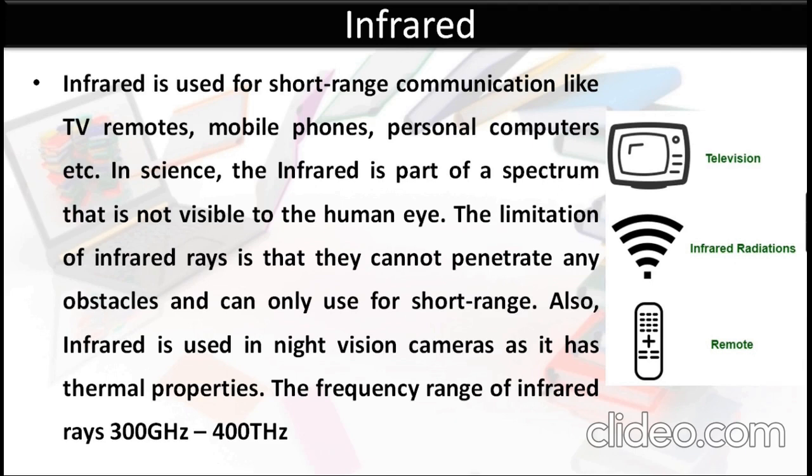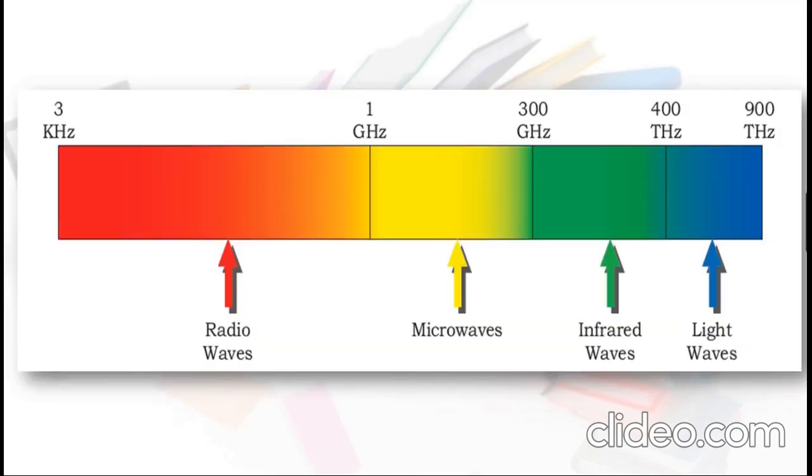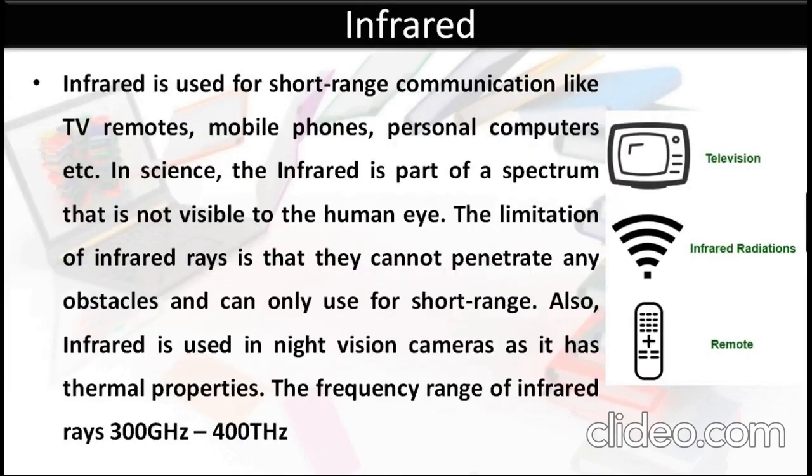And also infrared is used in night vision cameras. These infrared waves are used in night vision cameras, and they have a thermal property. The frequency is also given, and we have seen this frequency in the figure also: 300 gigahertz to 400 terahertz. So this is the range of the infrared.